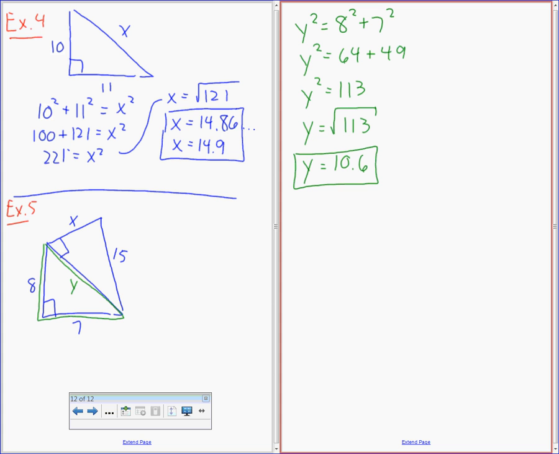Okay, questions on where that one came from? Why did you call it y squared? Good question. This is a right triangle here, right? So I'm just using the Pythagorean theorem here. This is y. So remember, it's this squared plus this squared equals this squared. So 8 squared plus 7 squared equals y squared.